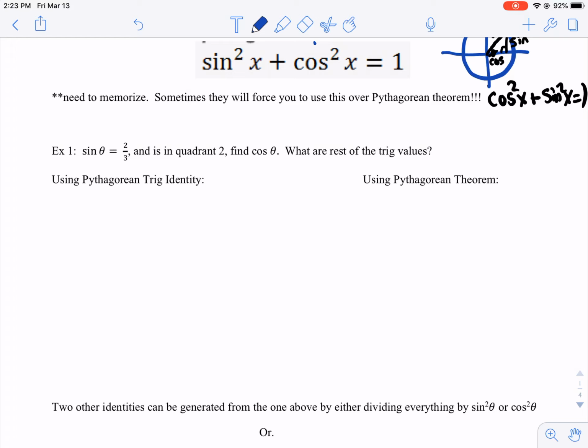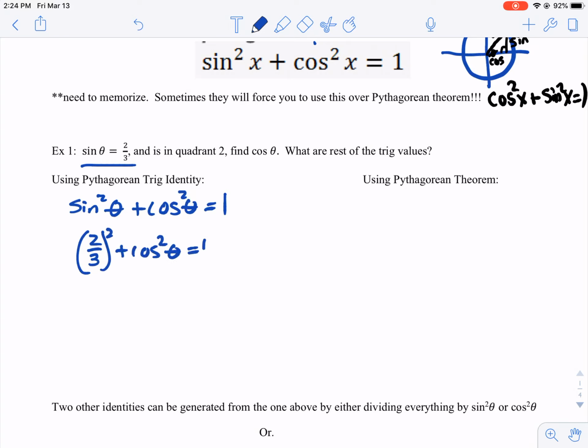So the Pythagorean identity is that sine squared of the angle, and you can do theta or x or whichever letter symbol you want to use, sine squared plus cosine squared equals 1. So this identity will work because the information they gave me was the sine. So now I'm going to fill in the value of the sine so that I can solve for the cosine. The sine of the angle gets squared. So when I fill that in, it's going to look like 2/3 squared plus cosine squared theta equals 1.